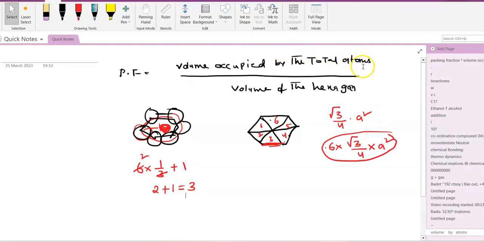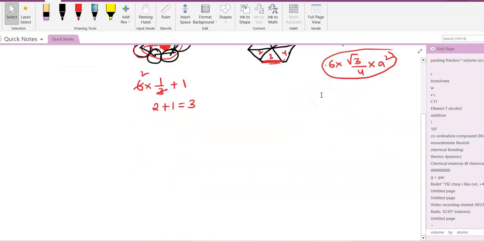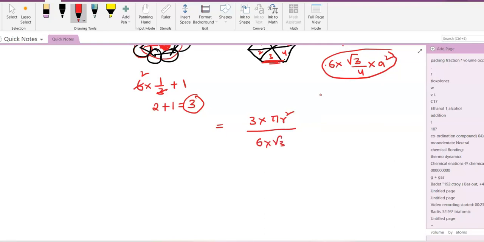Volume occupied by the total atoms upon volume of the hexagon. Total atoms are how many? 3. So 3 into pi r square. It is two-dimensional, so it is not volume; we can take it as the area. Next is 6 into root 3 by 4 into a square. In place of a we can take 2r, because this is r and this is r. That is 3 into pi r square upon 6 into root 3 by 4 into 2r whole square. If you simplify this, you will get 90.4%.